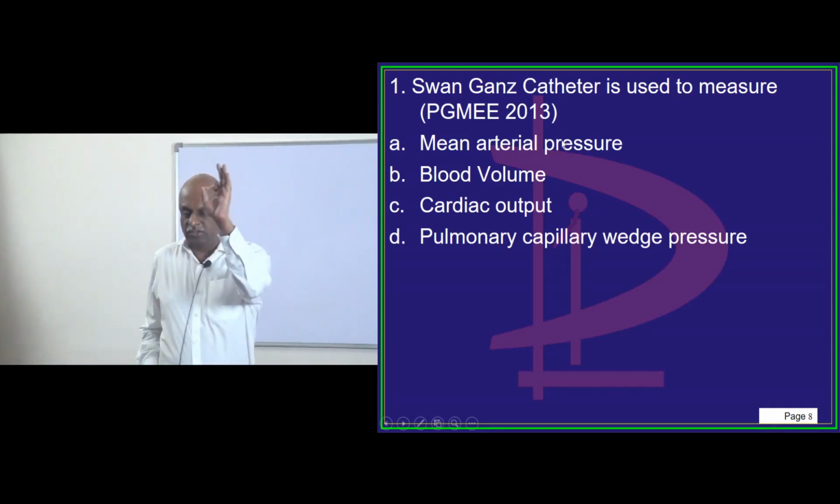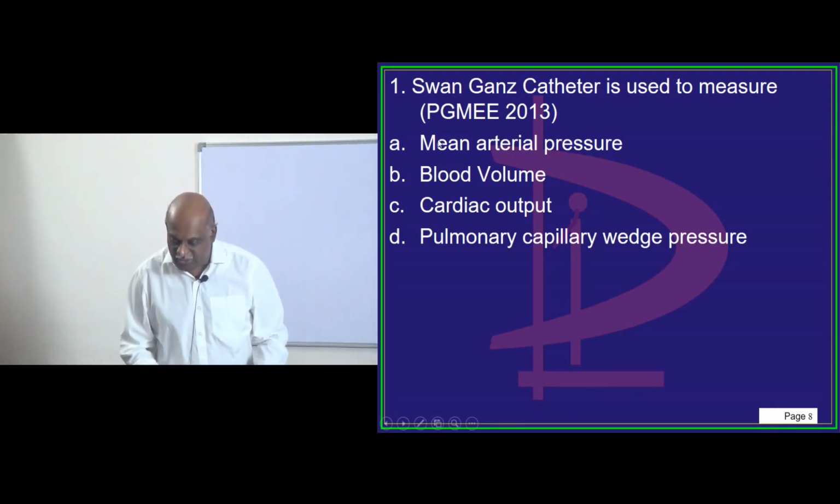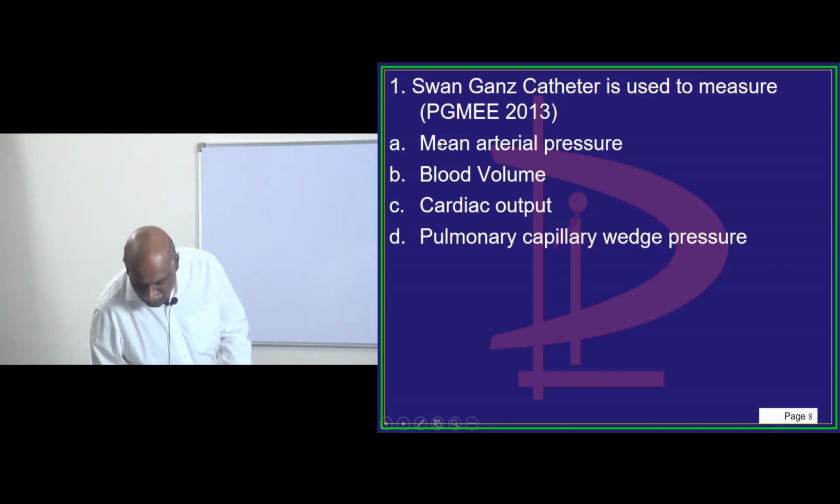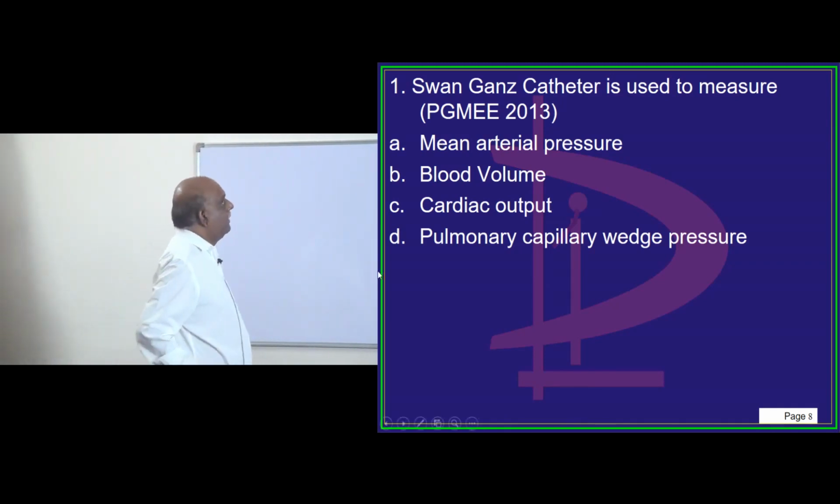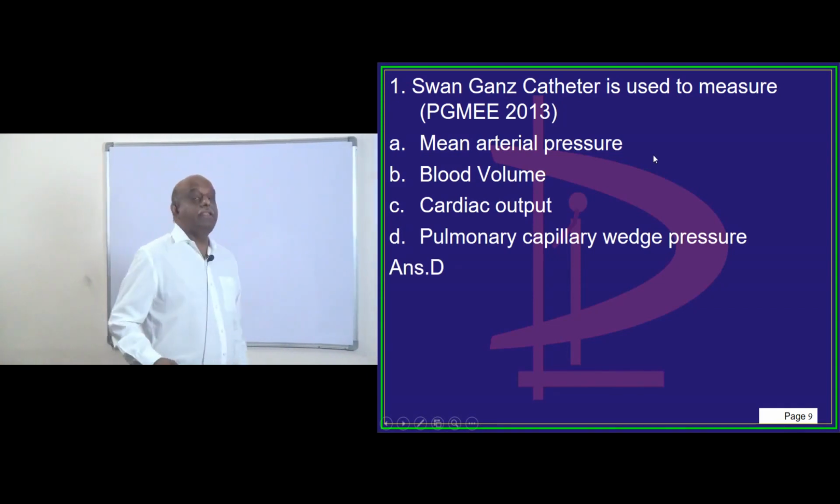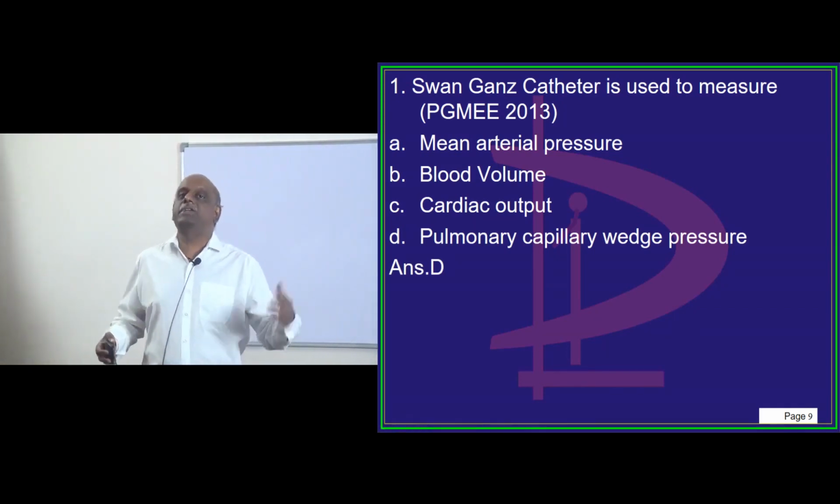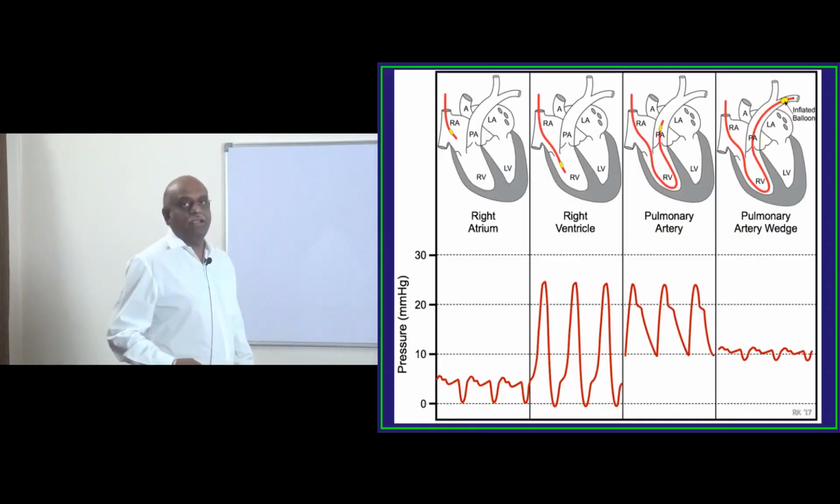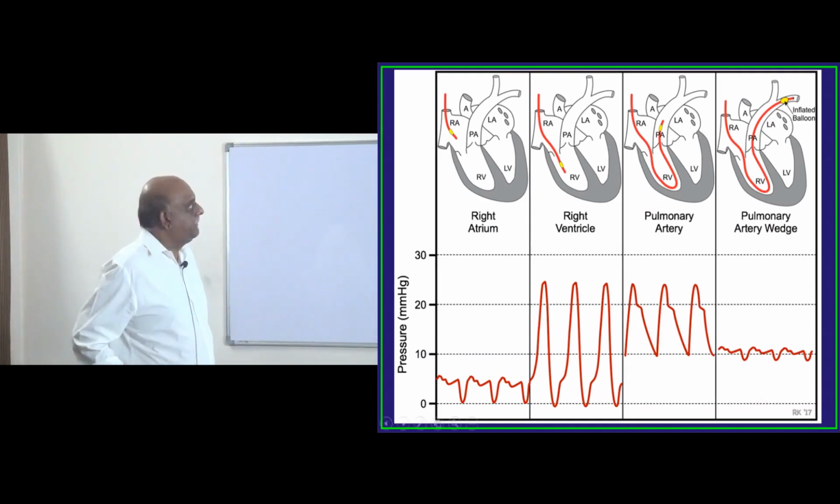Swan-Ganz catheter. Why do you use it? It is used to measure what? It's a very important question. It measures the pulmonary capillary wedge pressure. To measure that, we use the Swan-Ganz.